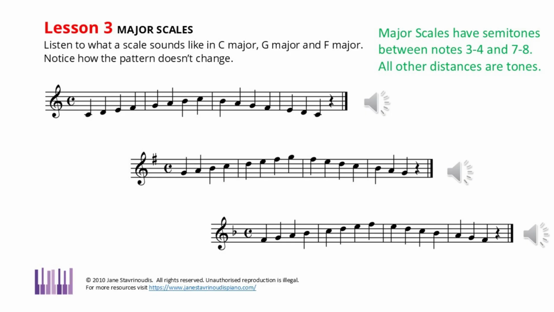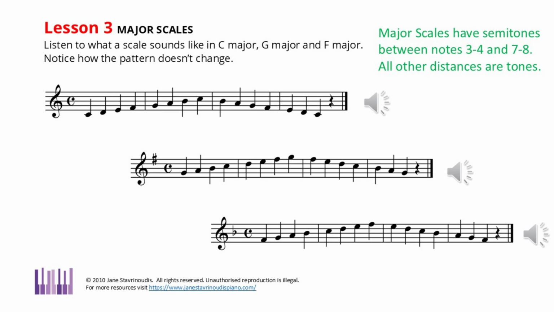This is what F major sounds like. And this is what F major sounds like without the B flat, which is in the key signature. For the pattern of tones and semitones to remain the same, we need to lower the B by a semitone to B flat. This means that the key of F major will always have the key signature of B flat to sound correct.